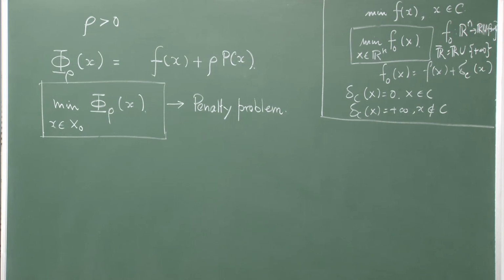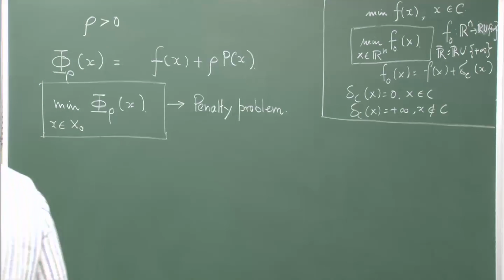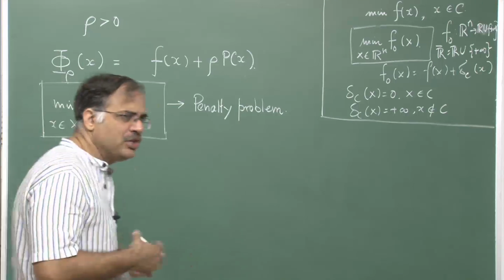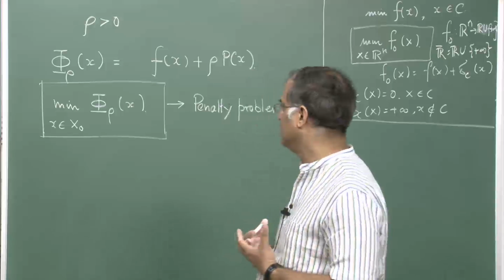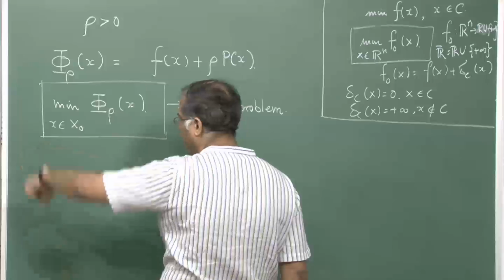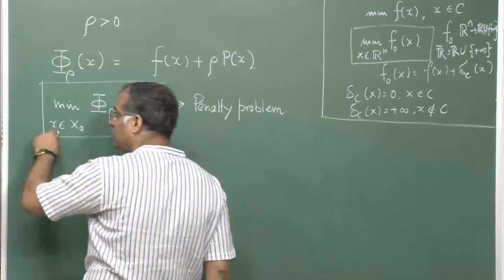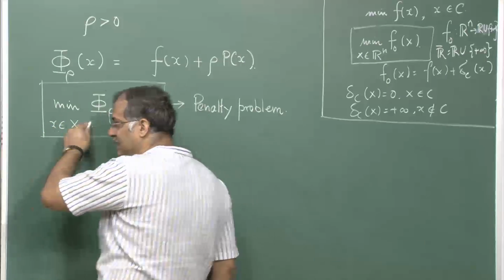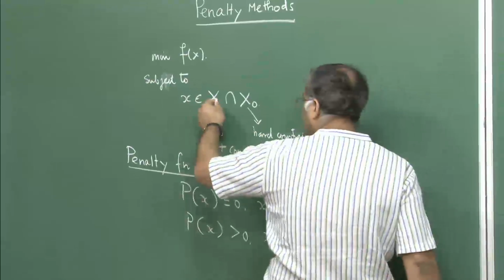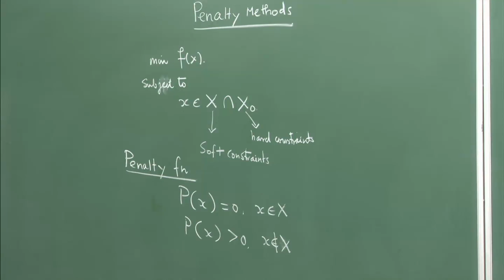Now, what we expect is the following, that as I go on increasing my rho, there will be a rho large enough for which the minimization of this problem would give me a solution of that problem. That is, I am expecting that for rho large enough, the solution would not only be inside this, but will also be inside X. So, let us see what could be the first such result.